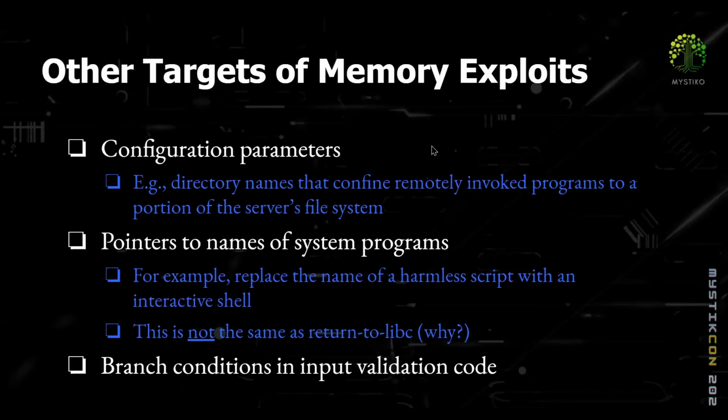This is not exactly the same as what we are talking about with return to libc, because in the case of return to libc, we are not replacing the names, but we are instead changing the function parameter or flow of the return address pointer to some address, say the system or execv address that is present inside the libc or the binary itself. Branch conditions in input validation code can also be used in memory corruption exploits.